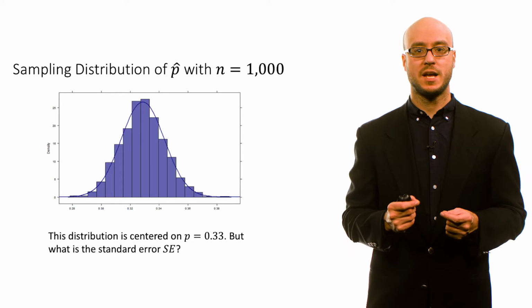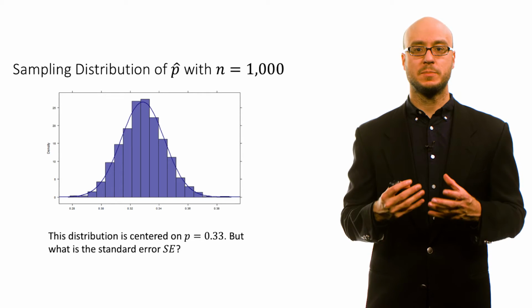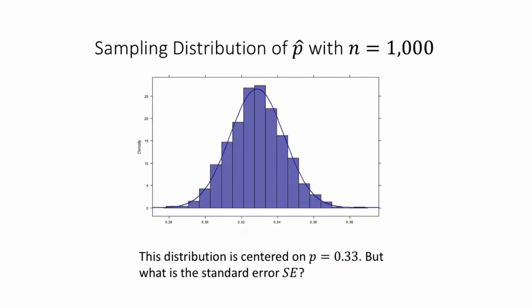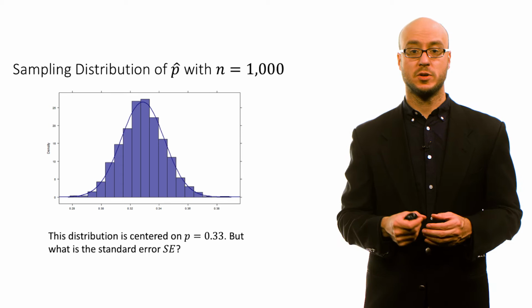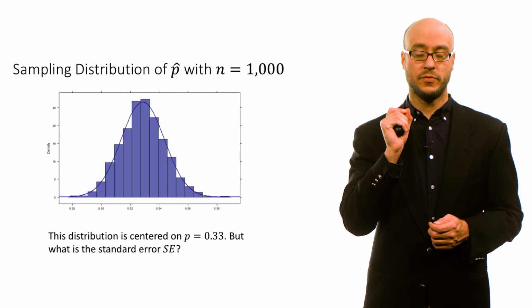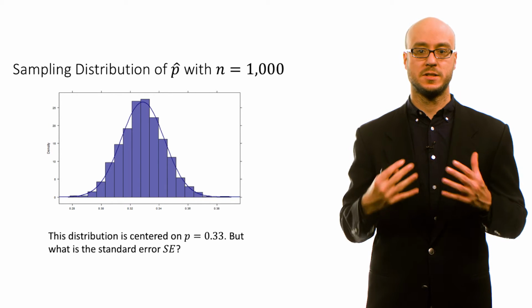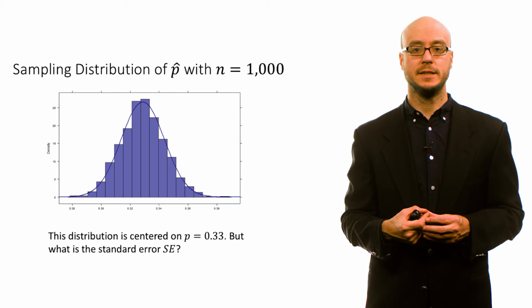So let's examine the sampling distribution of p hat with a sample size of 1,000. Right? So this is a sampling distribution. Just to recall, we've taken many random samples from the population, and each time we take a random sample, we calculate a p hat. And then we make a distribution of those p hats. So in this case, the distribution is going to be centered on p of 0.33. This is the census from Turin, Italy data.